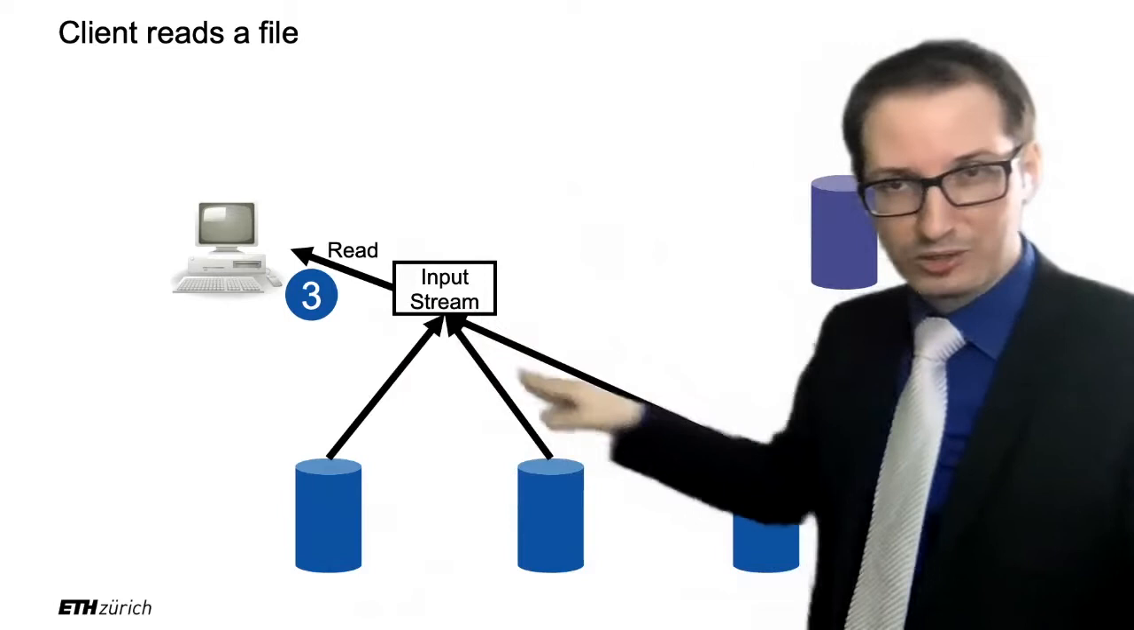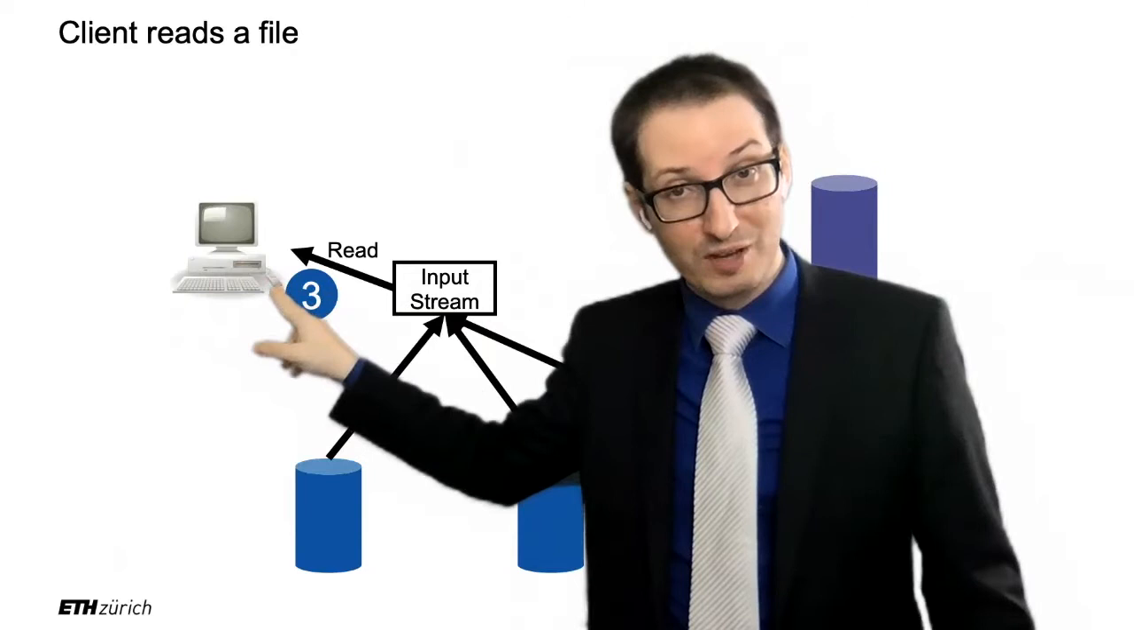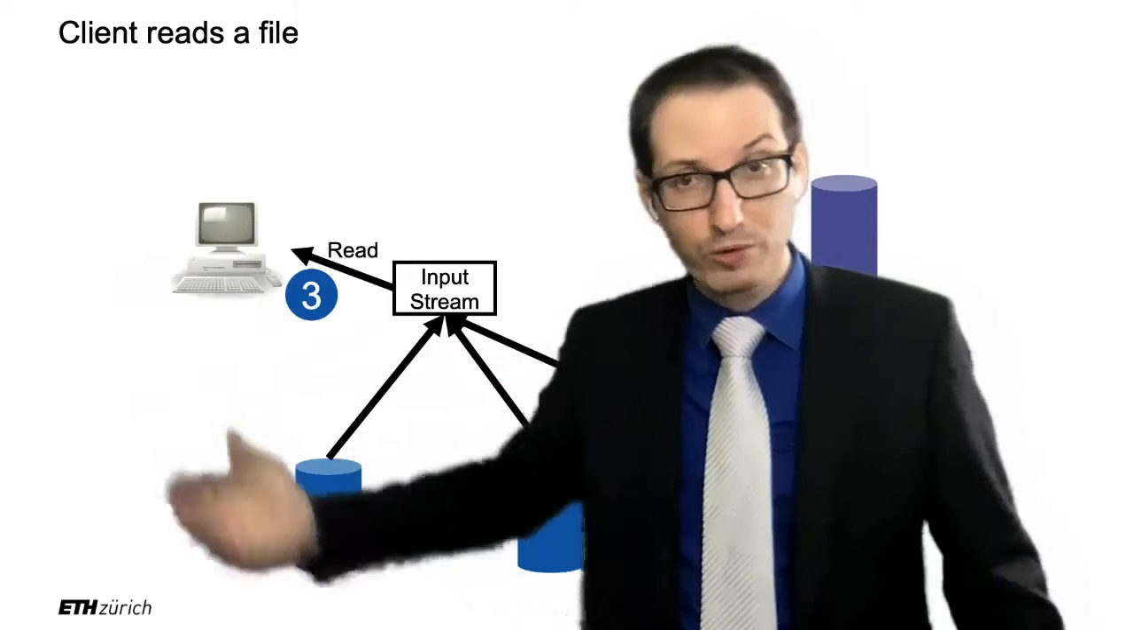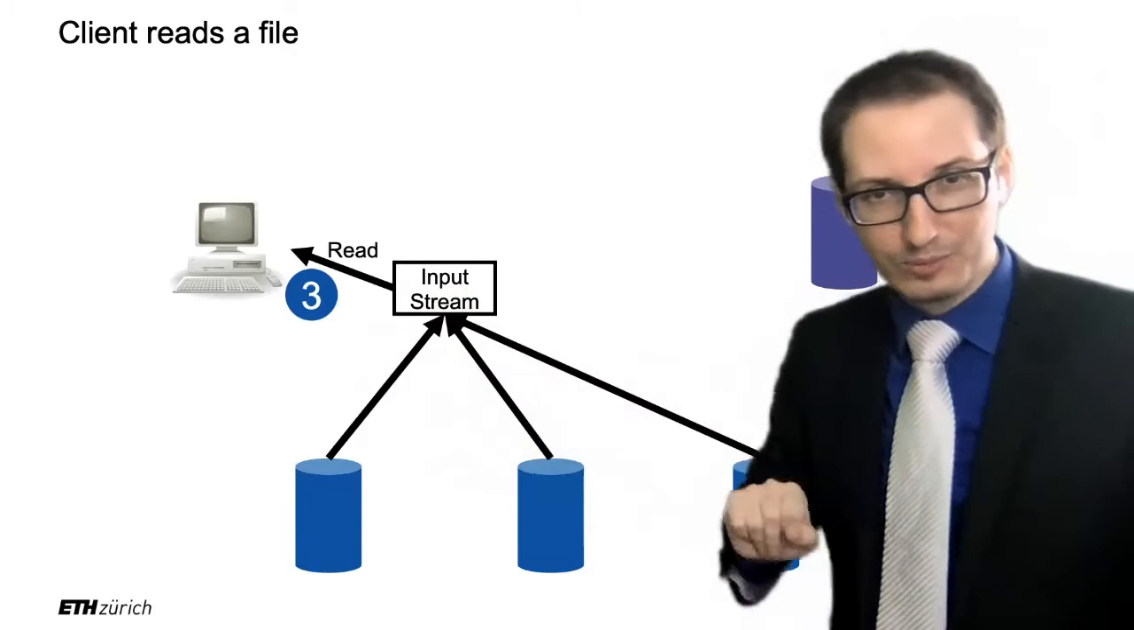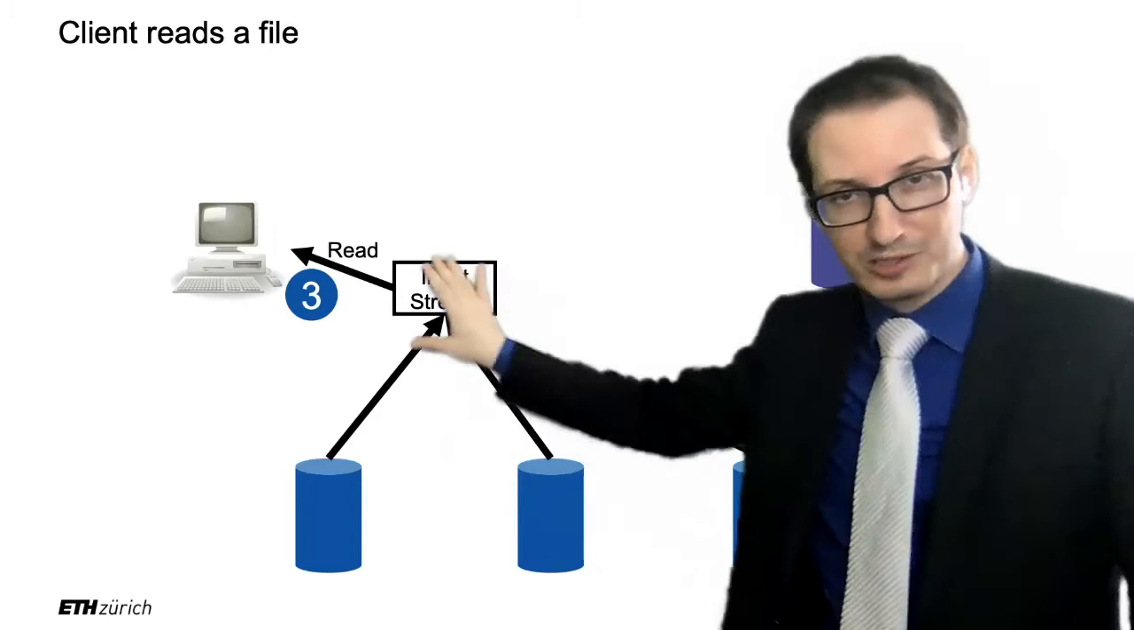But from the client perspective, from the Java API, it will just receive a very long sequence of bytes that goes all the way until the end of the file. And again, switching between blocks is hidden behind that input stream. But on the network, of course, you see all that protocol that is block by block. This is really something that happens on the client's machine in the Java library that is taken care of, right?